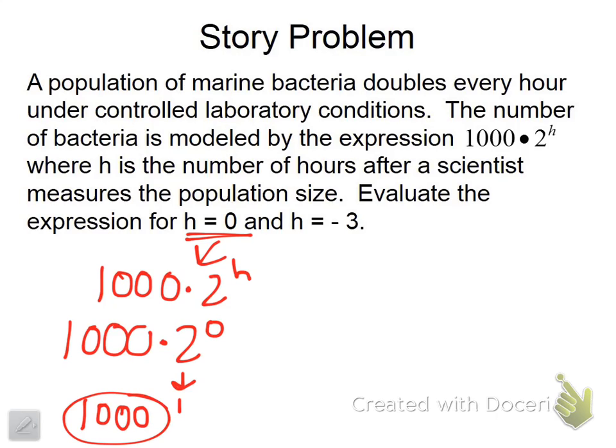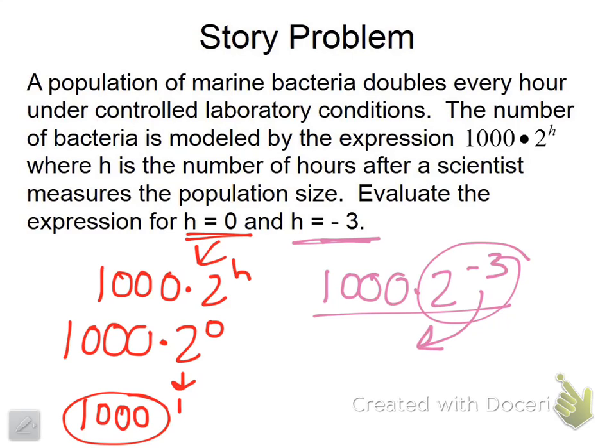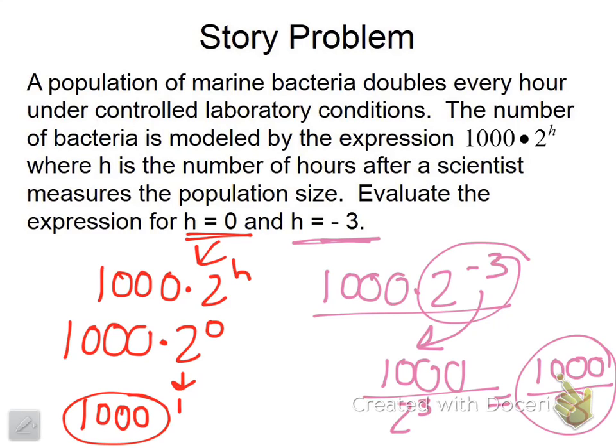Now let's plug in h equals negative 3. So we're going to get 1,000 times 2 to the negative 3. We got to drop it down. So we're going to have 1,000 over 2 cubed. Well, that's the same as 2 times 2 times 2, so we're going to get 1,000 over 8. And then you can reduce that.